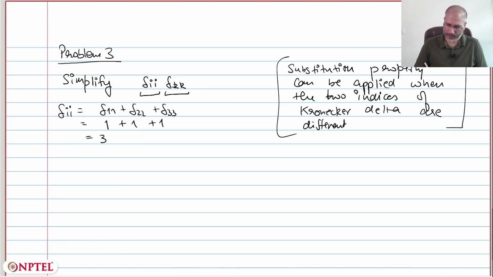This is 3. So delta ii is 3, and similarly delta kk is also 3, because that's the same thing, just dummy indices i and k. So delta ii times delta kk is 3 times 3, which is equal to 9. So let's try another problem.